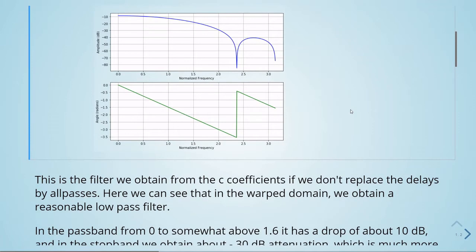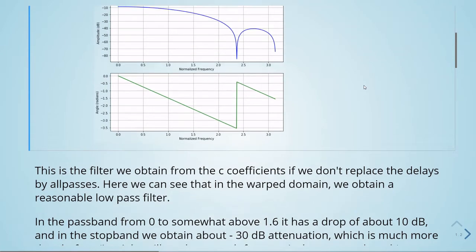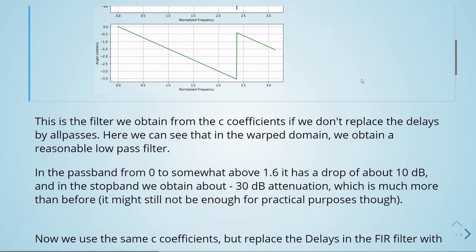In the pass band from 0 to somewhat above 1.6, it has a drop of about 10 dB, and in the stop band we obtain minus 30 dB attenuation, which is much more than before, but it might still not be enough for practical purposes.